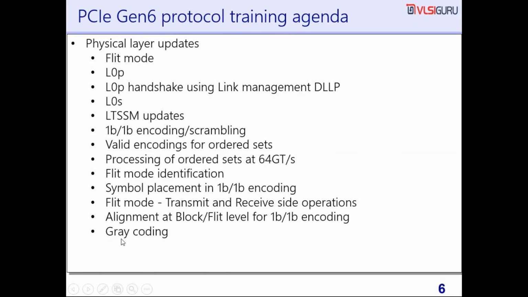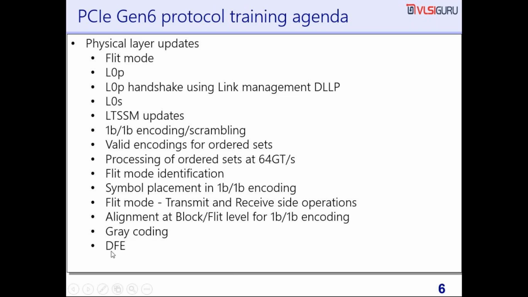Then we'll understand one other important update called gray coding. Gray coding is a concept where you come up with a pattern in which only one bit changes from one pattern to the other pattern. So we'll try to understand the significance of that one bit changing in Gen 6. We'll understand more detail about gray coding and why it is done.